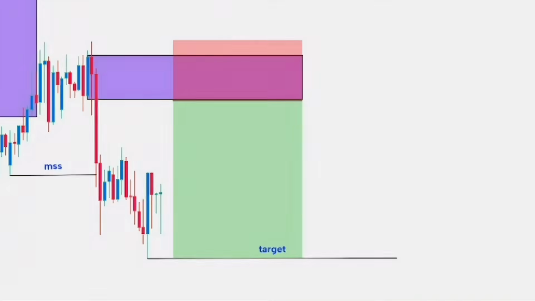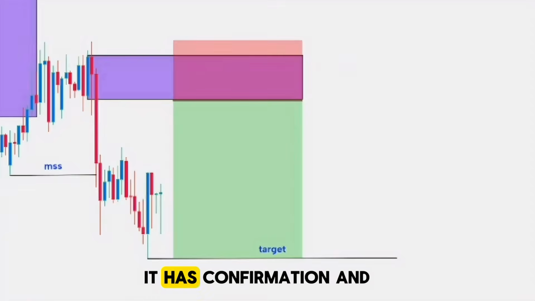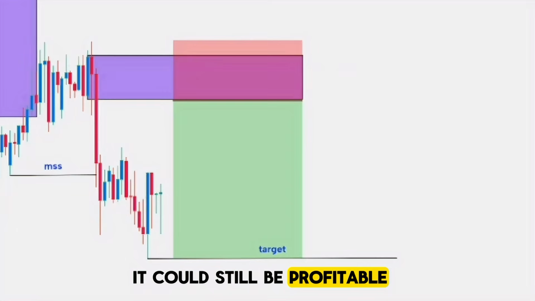Now, take a look at the reward. It is less than 3 risk to reward. There is nothing wrong with this trade. It follows the plan, it has confirmation, and it could still be profitable.